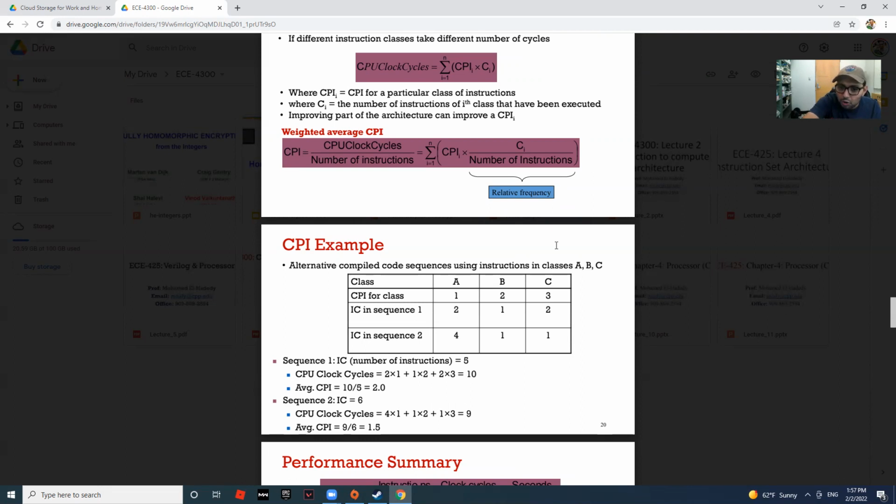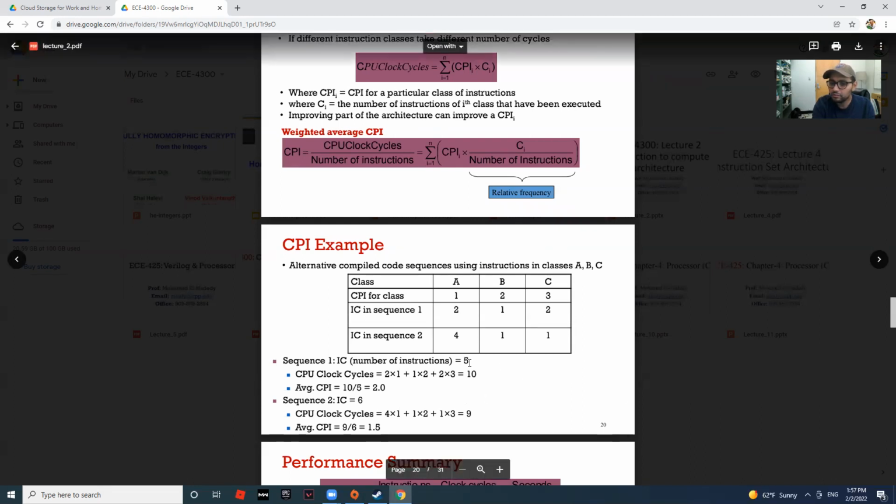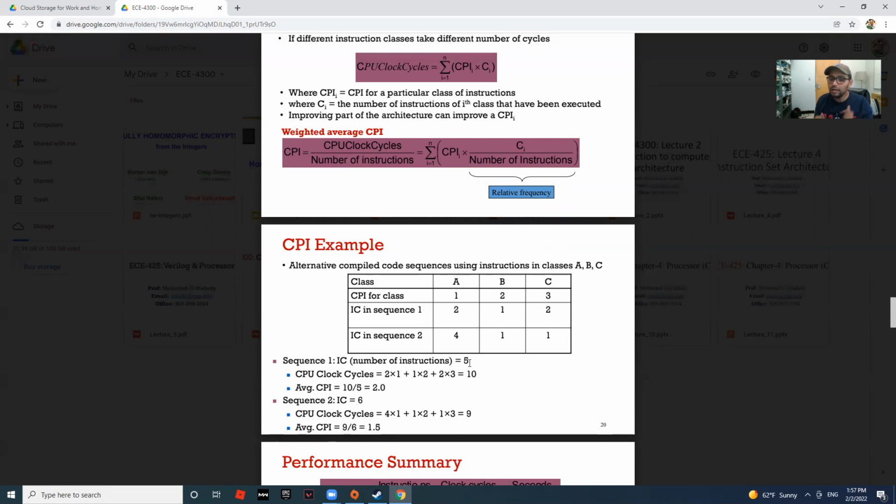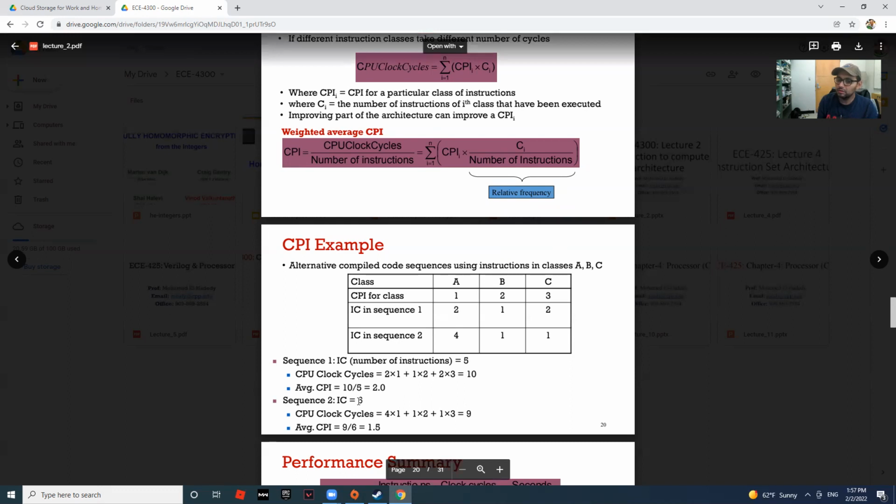Look into the row of the IC sequence 1. If you calculate here, A and B and C, at the end of the day it's all inside it, right? A is taken, what is the weight? 2. B is taken, the weight is 1. C is taken, the weight is 2. So 2 plus 1 plus 2, what is the total? 5. We're going to do the same thing with sequence 2: 4 plus 1 plus 1, here it is 6. So far, so good.